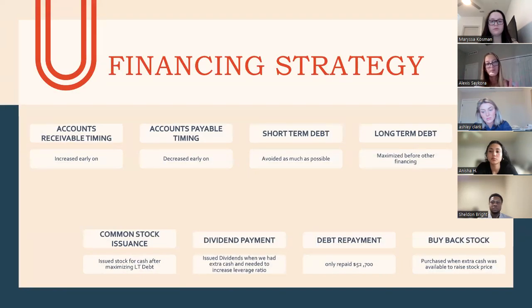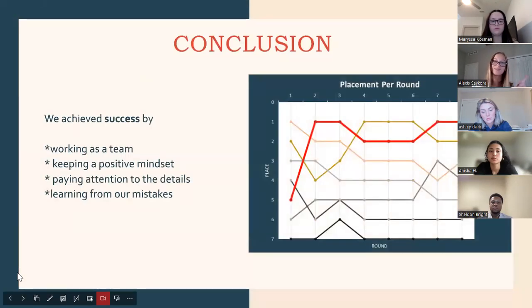So, with all of that put together, finally, we felt that overall, our team's success mostly derived from our abilities to work well together as a team, keep a positive mindset, pay attention to all the little details of every round, and learn from our mistakes. So with that, we were able to be the top performing company of our industry.